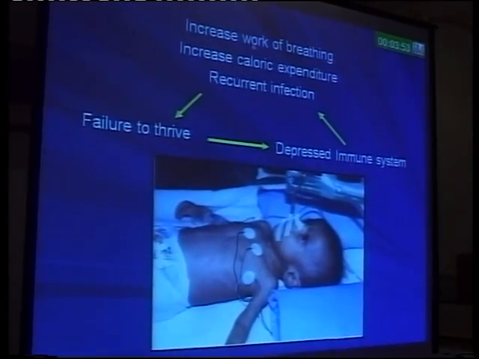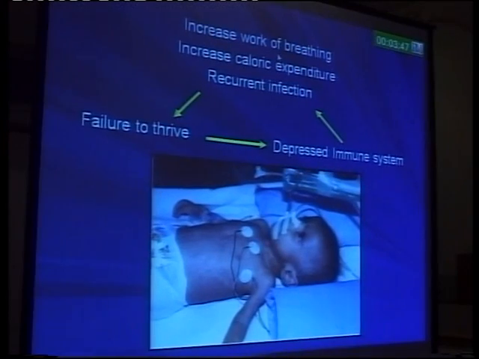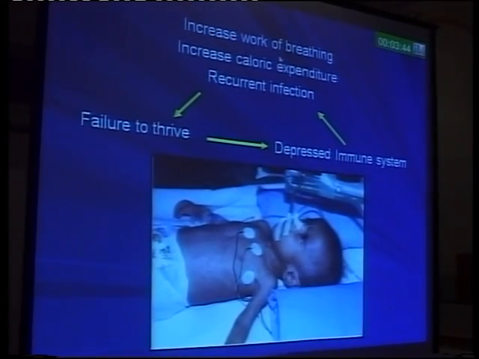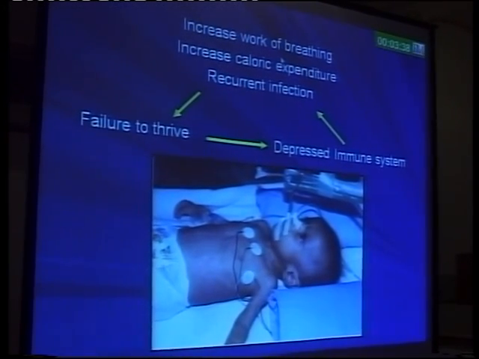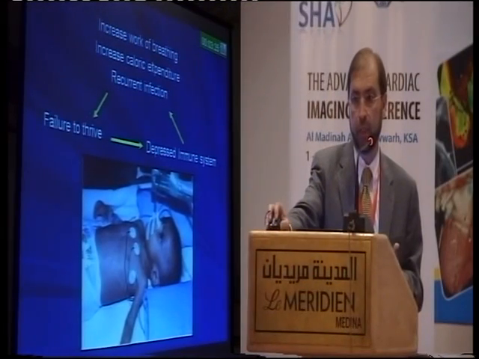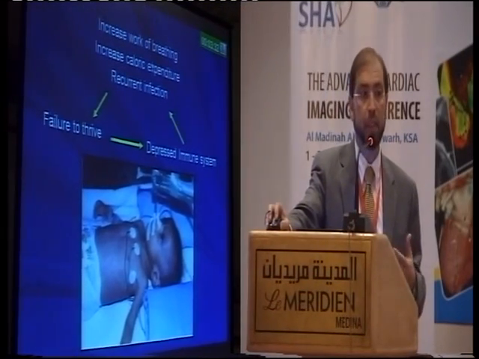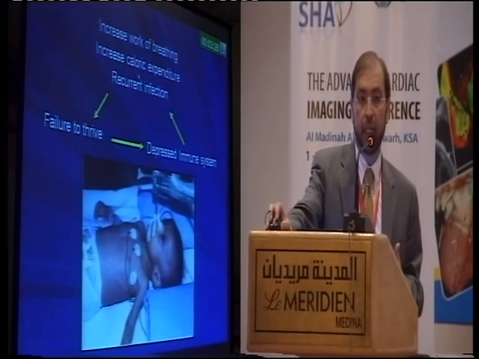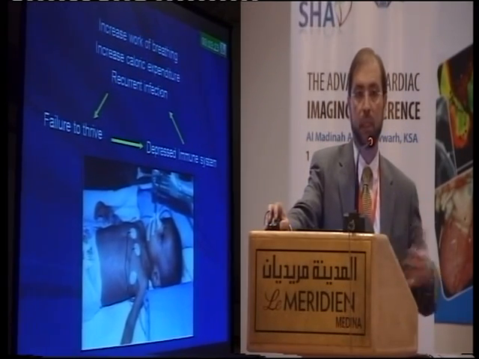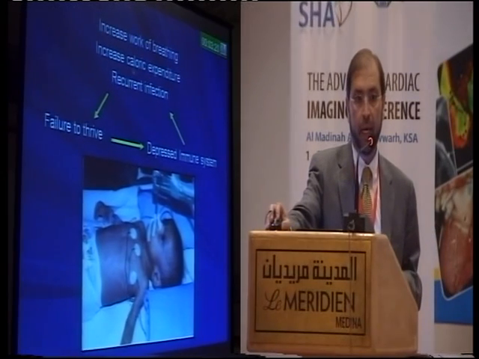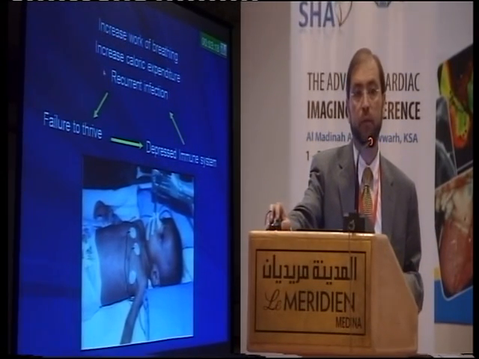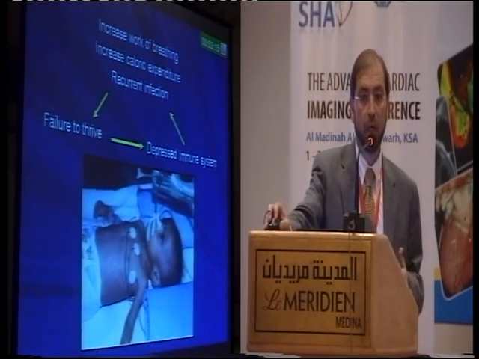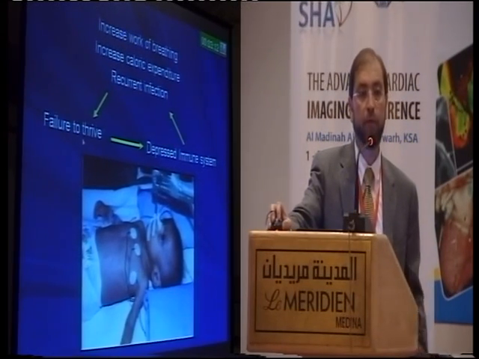Now, if you have increased work of breathing, we know that breathing probably accounts for 20% of your insensible loss at a respiratory rate of 40. But what about if you have a respiratory rate of 80? That means your insensible loss will increase from 20% of your daily allowance to 40% of your daily allowance. That means you lose 20 to 40% of your caloric intake. Now, there is an increased caloric expenditure because the muscles also have to move your chest. And also you have recurrent infections because of congested lungs. All of those eventually will cause failure to thrive.